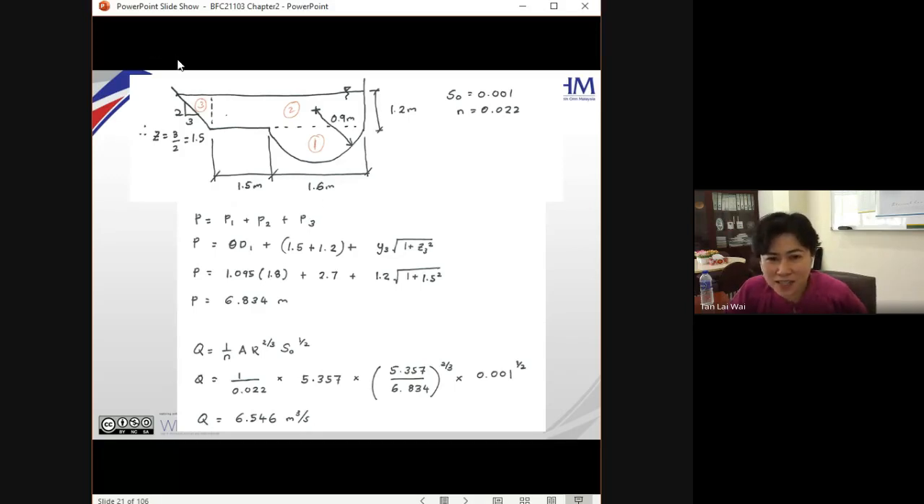How about for P3? P3 is just this guy here. So is this y square root of 1 plus z squared? Because in the table, it is given as 2y, because you have both sides. Now, it is only one side.